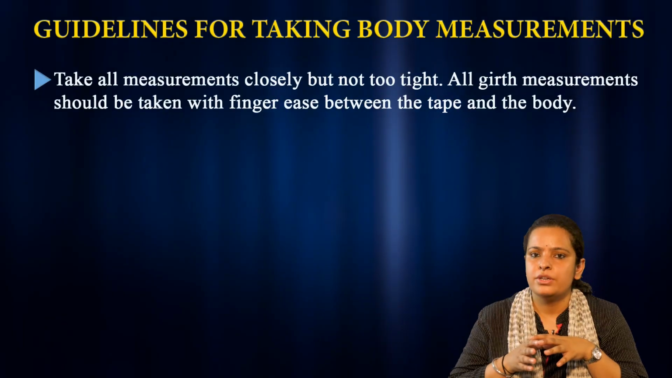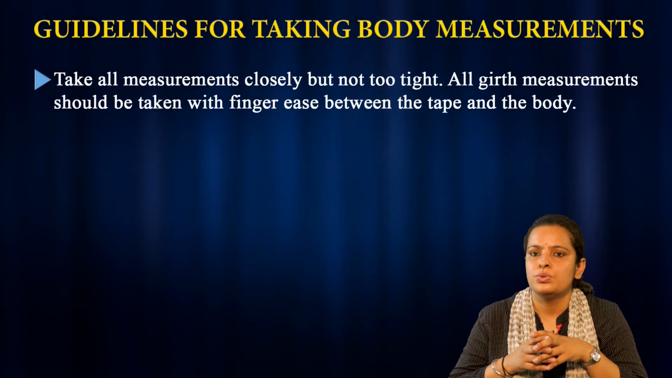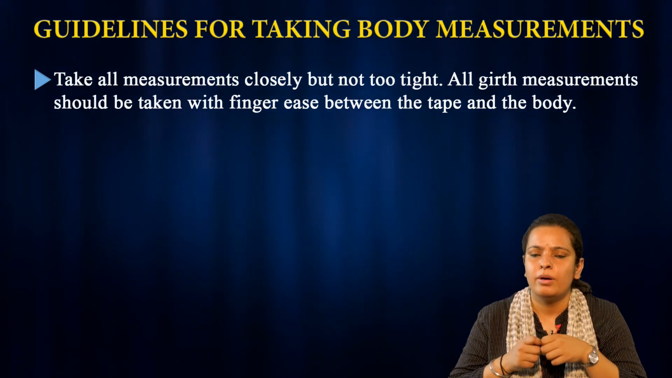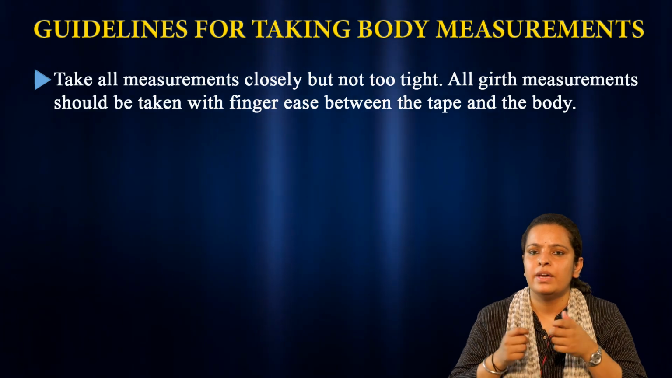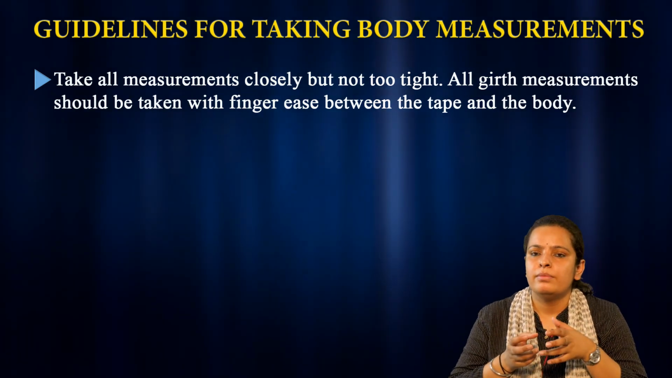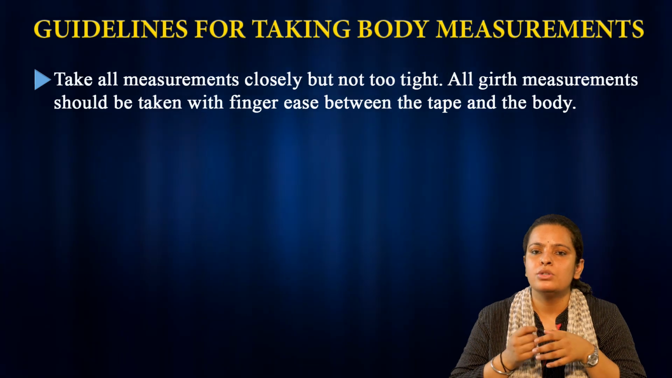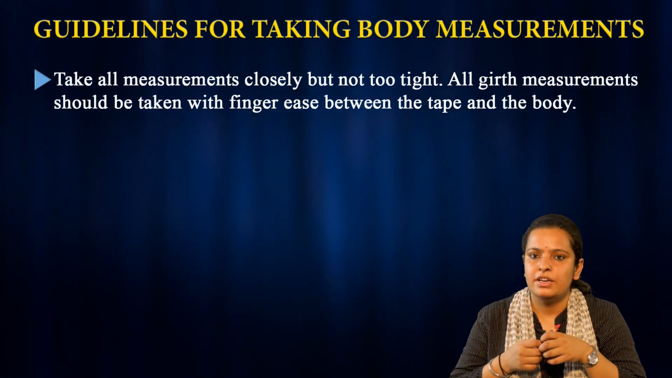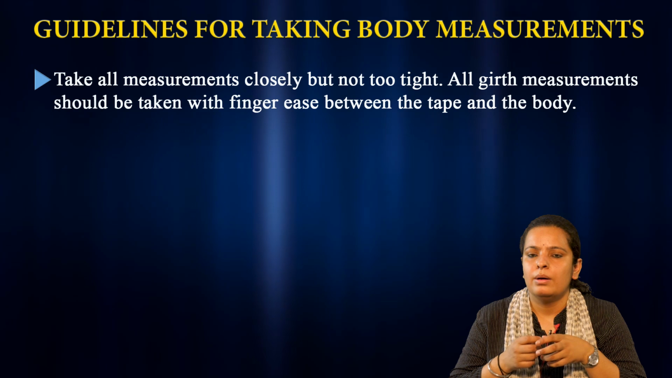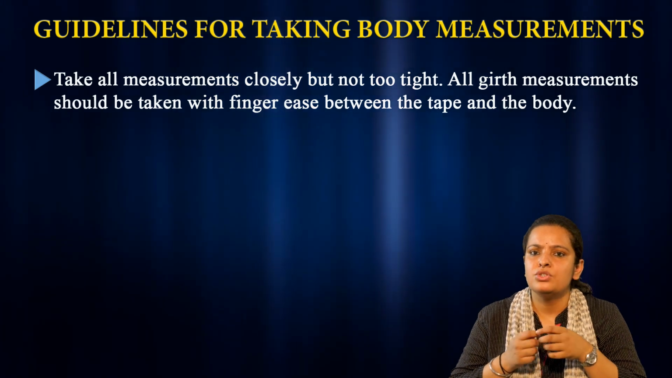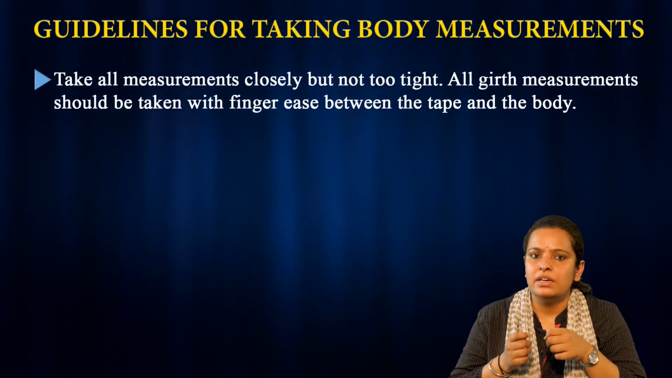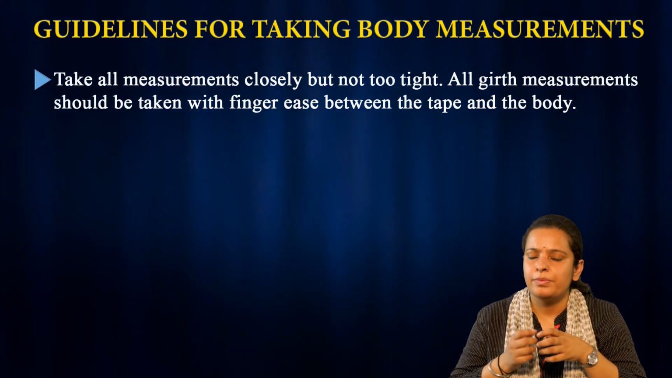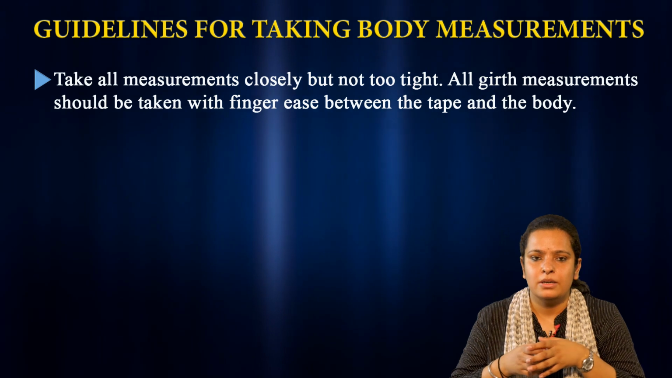Then the third guideline is to take all measurements closely but not too tight. Like if we are taking a measurement of a sleeve and we put the measuring tape very tightly, we will not get a good measurement. So a half centimeter or half inch, 0.5 inch margin should be there. It should not be that tight. All the girth measurements we will be discussing in the next part.